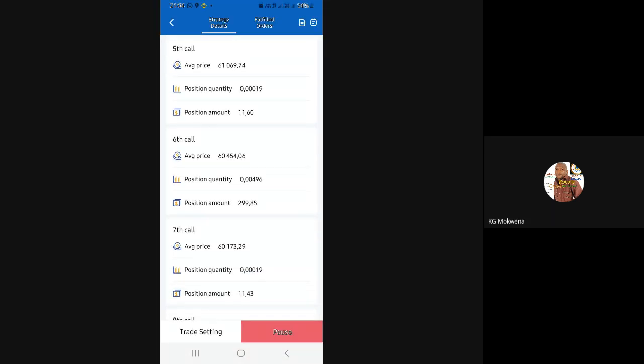We're looking for call number 6. Yeah, there it is, business partners. Look, call number 6 entered when the price was $60,454.06. And then the Bollinger Bands influenced our decision making in terms of placing call number 13. But when you think of 6 and 13, you'll think they are far apart, but they are not actually.